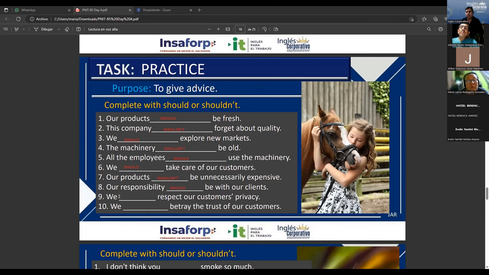Next one, two, we should respect our customers' privacy. Do you remember when the banks put like keys and estaban en mora y todas esas cosas? No respetaban la privacidad del cliente.